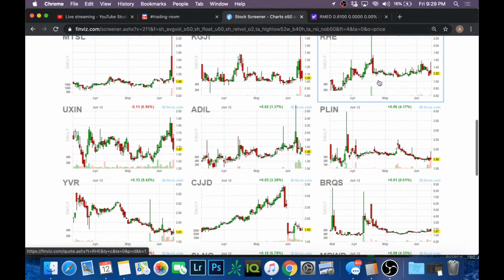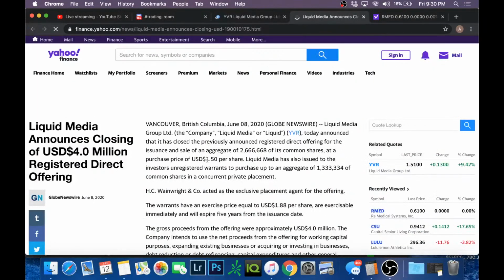So this is a small float, lots of volume. Wow, a lot of volume. I always want to know what's going on for any stock that I'm going to be buying, especially if I'm going to be holding it for a period of time. So this looks like it had an offering for $1.50 a share, and warrants as well for $1.88. And so that just closed.